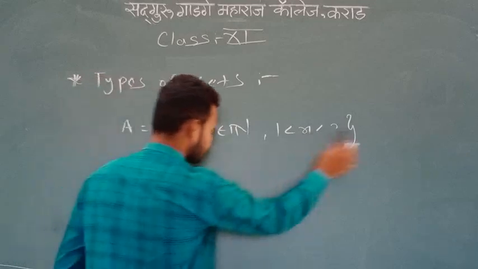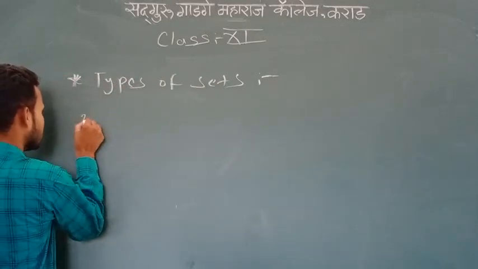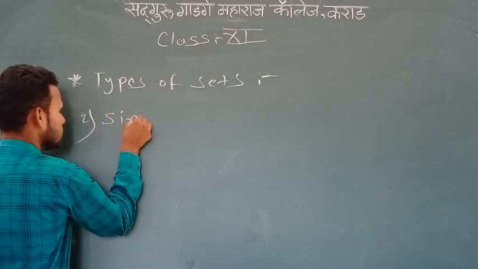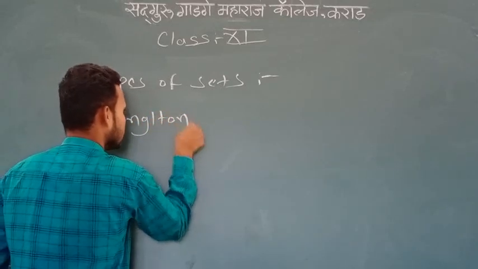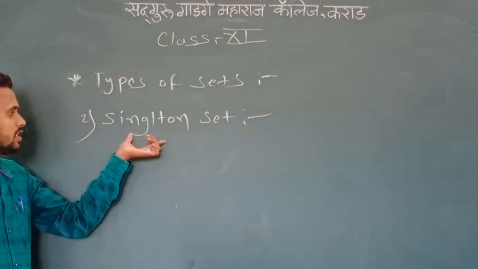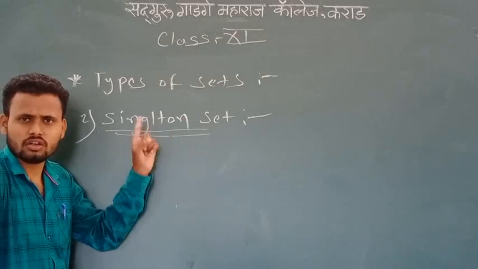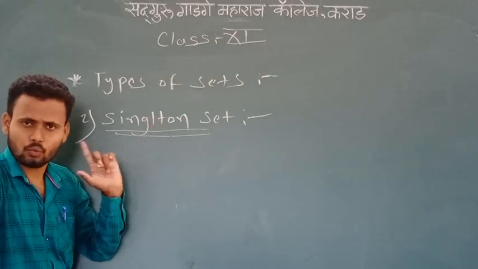Now next one is the singleton set. Second one is singleton set. This is also very simple. Singleton set. Single means what, one. सिंगल म्हणजे काय, 1.